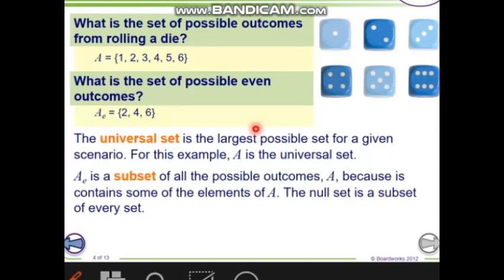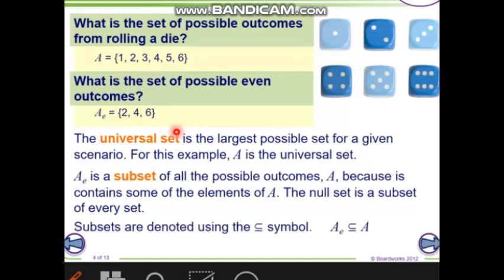Now, take note that the null set is also a subset of every set. Okay? So, in other words, whenever you have a universal set and you are given another set such that all the elements of the second set come from the first set, the second set is called the subset. Now, this is the notation or the symbol of subsets. And we have A sub E is a subset of A.